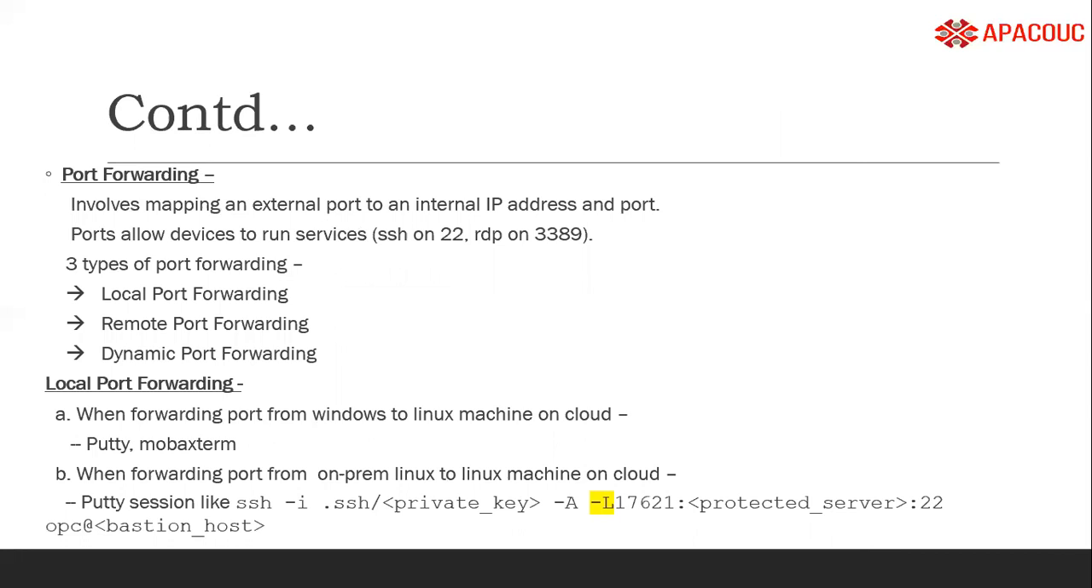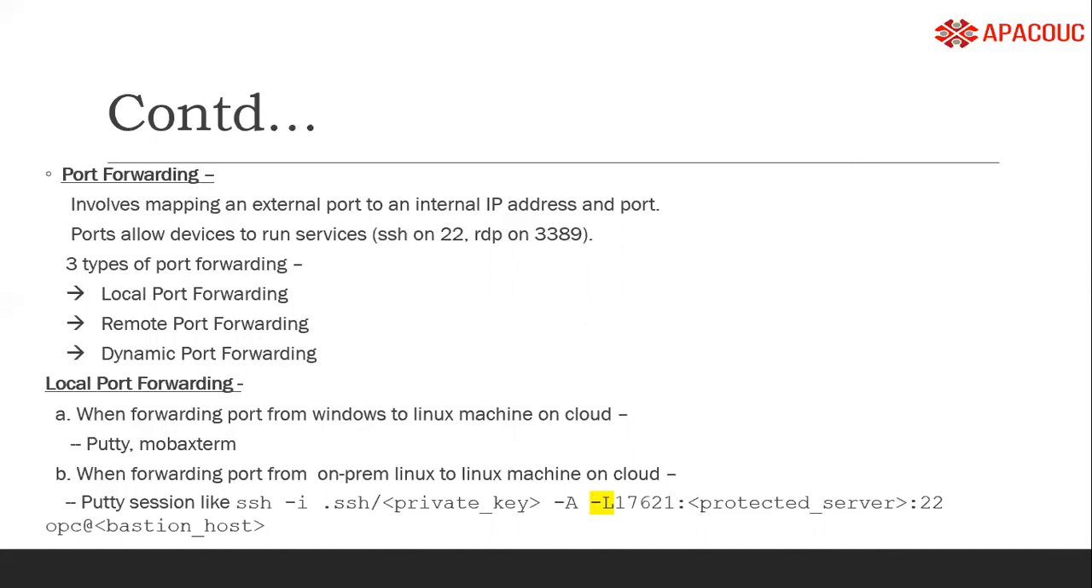Understanding what is port forwarding. Port forwarding, basically, is nothing but mapping an external port to an internal IP address and port. So say you have SSH running on port number 22. A port allows devices to run particular services, and we have three types of port forwarding: the local port forwarding, the remote port forwarding, and the dynamic one.